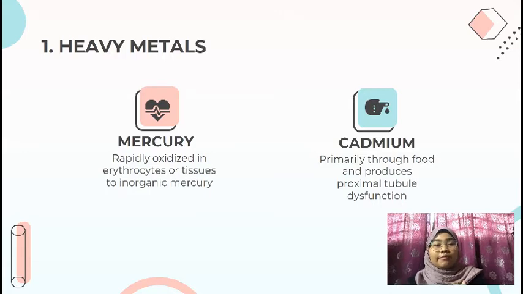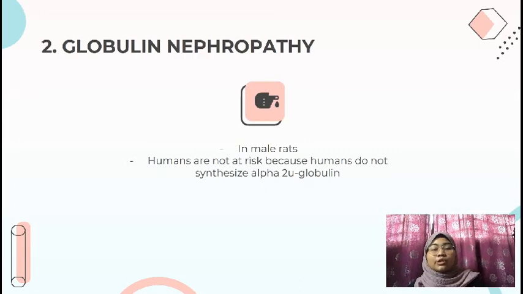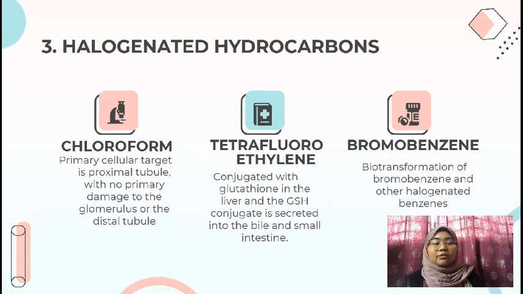Mercury is rapidly oxidized in erythrocytes or tissues to inorganic mercury, and the primary target organ is the kidney, while cadmium is primarily taken in from food and also from the workplace that contains dust and fumes, and cadmium produces proximal tubule dysfunction. The next one is chemically induced alpha 2u-globulin nephropathy. This occurs more in male rats, because humans are not at risk, as humans do not synthesize alpha 2u-globulin.